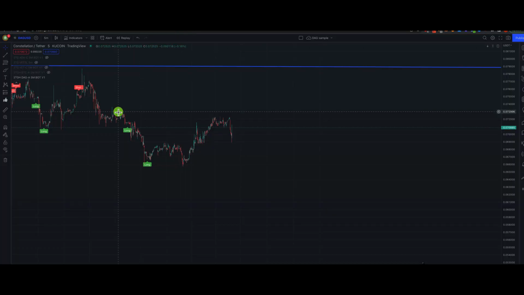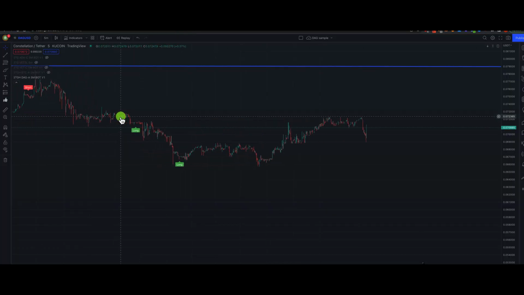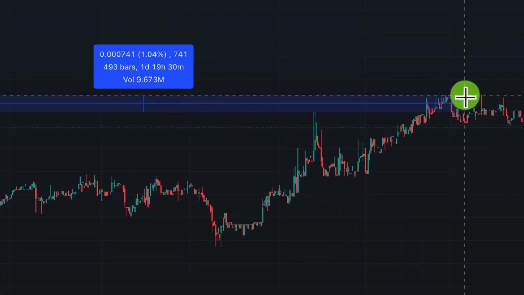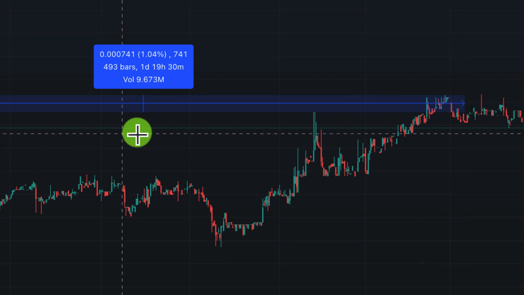So we come back to DAG and you look at this and you're like, okay, well, you would have lost here, right? Because price didn't fill your 1%. Actually, it did here. Yeah, it did. Right there. So it filled. So let's say it didn't.